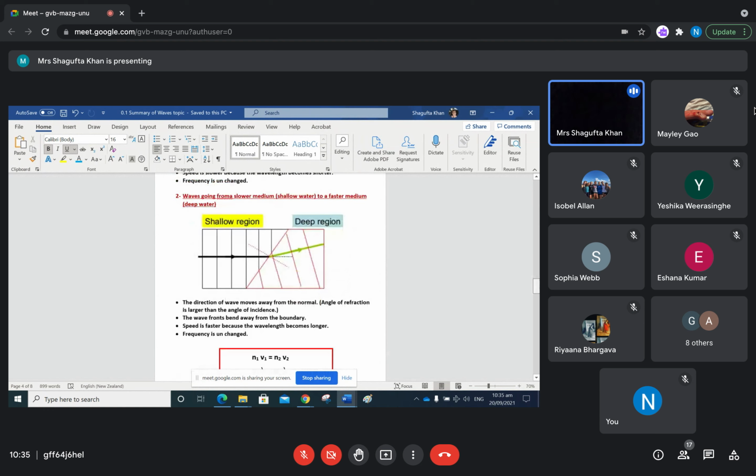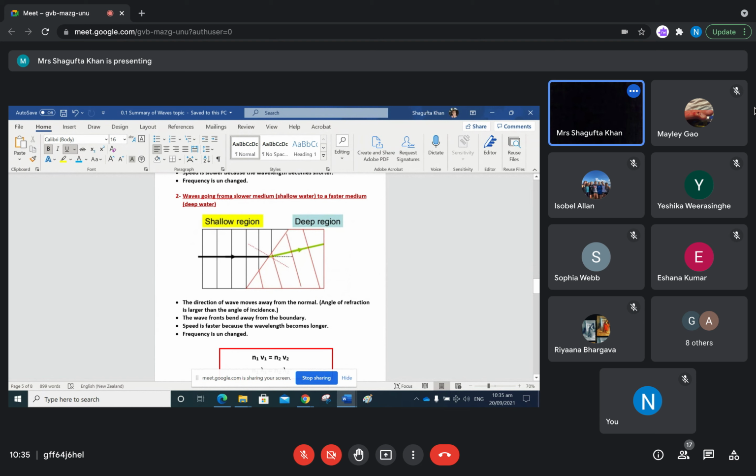And this one is like the opposite. It's going from shallow water into deep water. So this is a faster medium. So the wavelength of this wave is getting longer or bigger because it's speeding up. And instead of going straight over here, that's the normal, it is moving away from the normal.